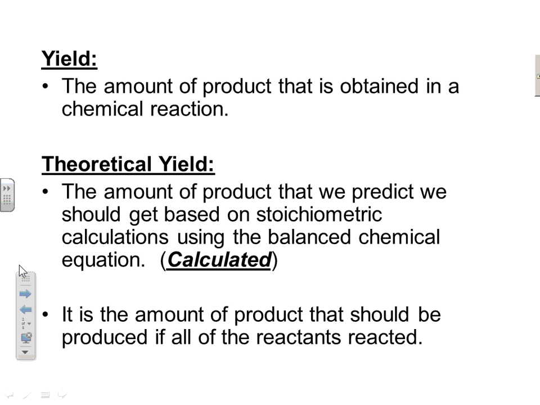Yield is the amount of product that is obtained in a chemical reaction. Typically expressed in grams, because we can weigh that. The theoretical yield is the amount of product that we predict we should get based on stoichiometric calculations. Again, stoichiometric just means our calculations with balanced chemical equations. Using the balanced chemical equation, sometimes it's called the calculated value. And we know how to do that.